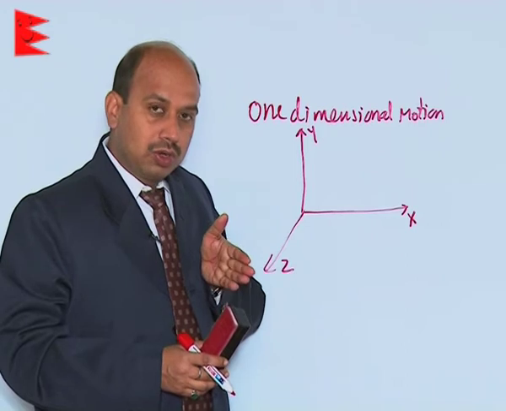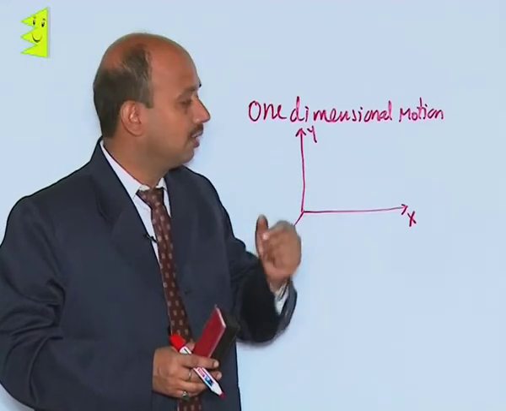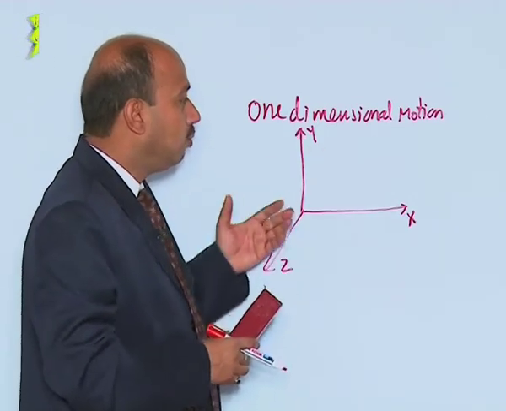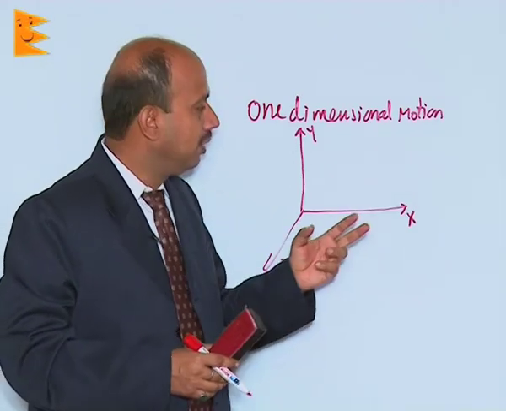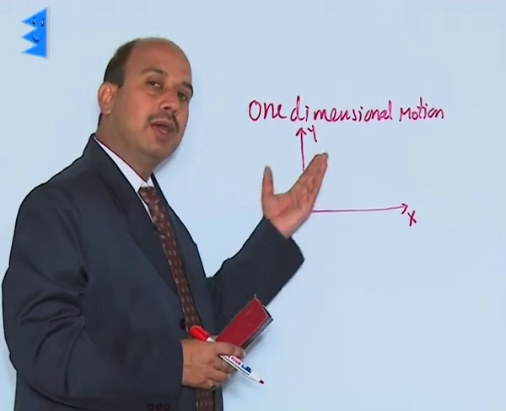Suppose if I am moving along a straight line, cycling here along a straight line, your motion is a straight line, that is a one dimensional motion. But if the body is moving in a plane where its two coordinates are changing at a time, maybe x and y together, maybe x and z together, maybe y and z together.